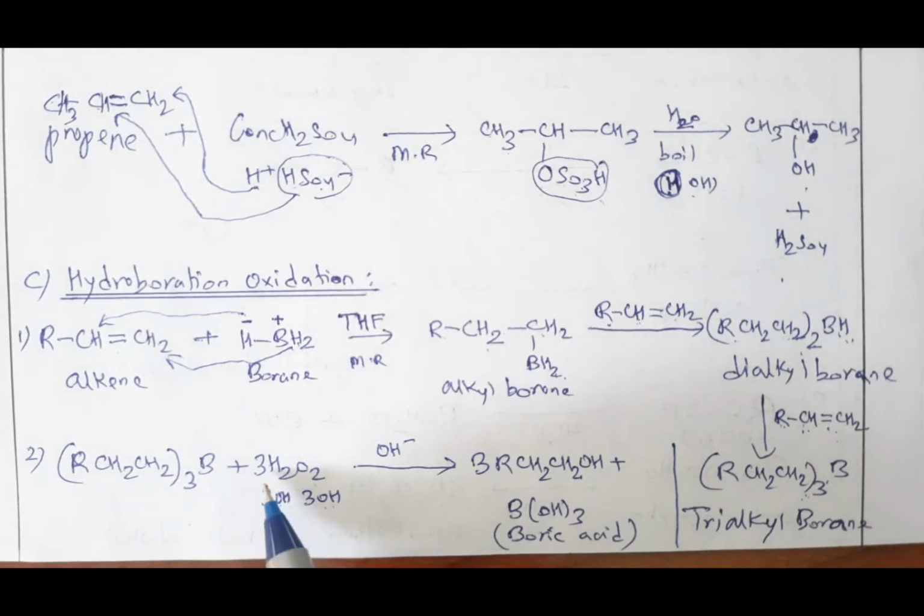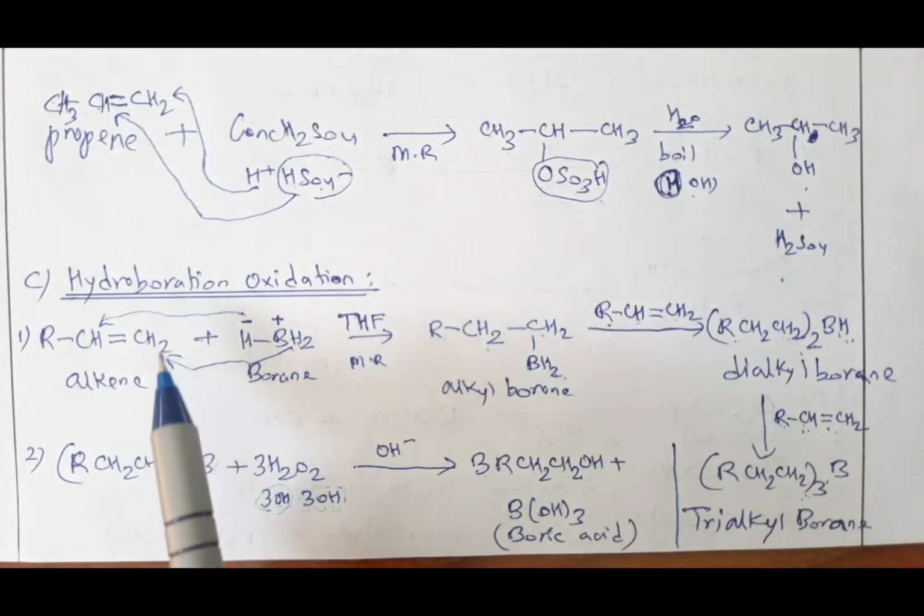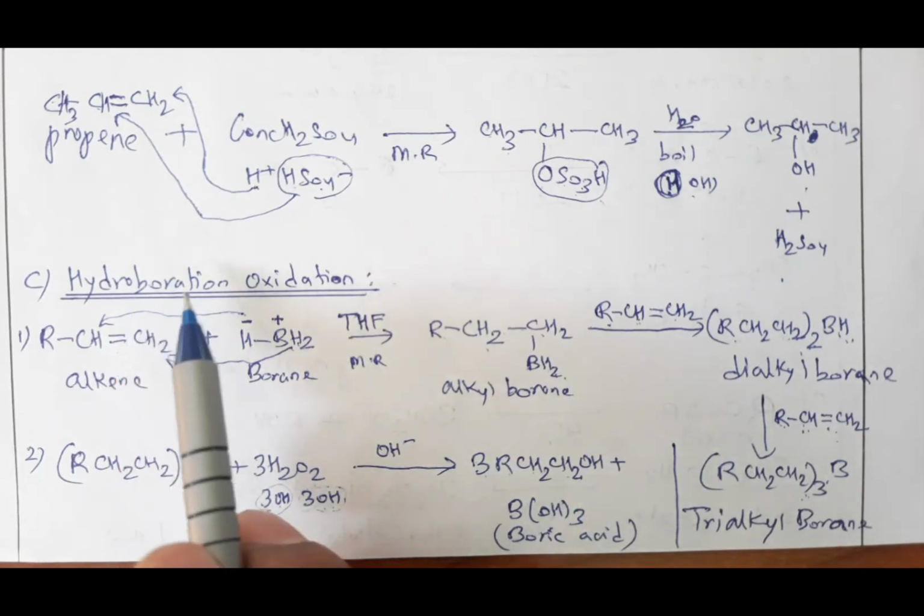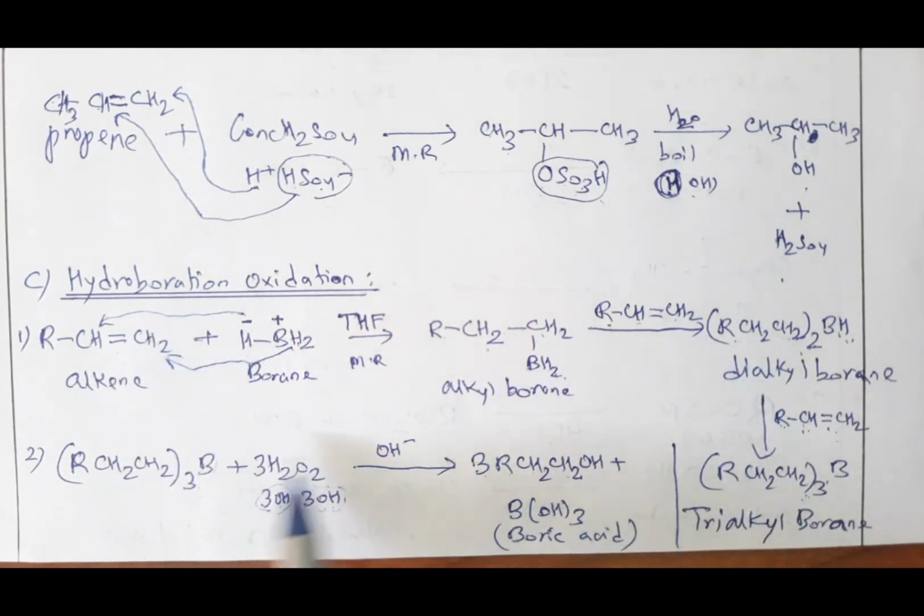I am breaking 3H2O2 in this form, 3OH, 3OH. So when you do so, this will take 3OH to form B(OH)3, from hydrogen peroxide, and this is called boric acid. Whereas this portion is 3, you can see RCH2CH2 is 3 times, I wrote here 3 times RCH2CH2, and this 3OH is left, put out there, and you get alcohol. So this is how we prepare alcohol from alkene by hydroboration-oxidation reaction. You can repeat the video to understand.